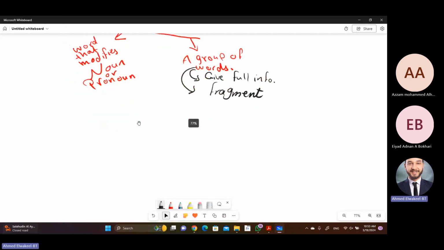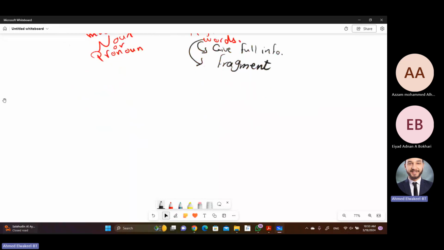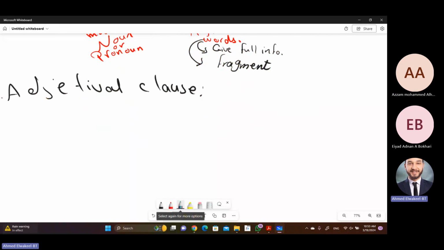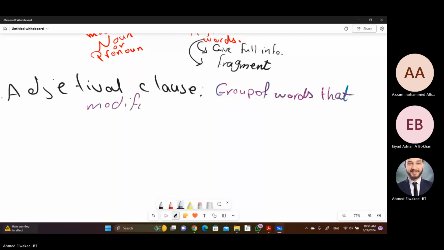Combining them together, if you combine both of them, so we're going to have what? The adjectival clause. An adjectival clause would be what? It's a fragment, that's correct. But most important, it is a group of words that modify the noun or the pronoun.